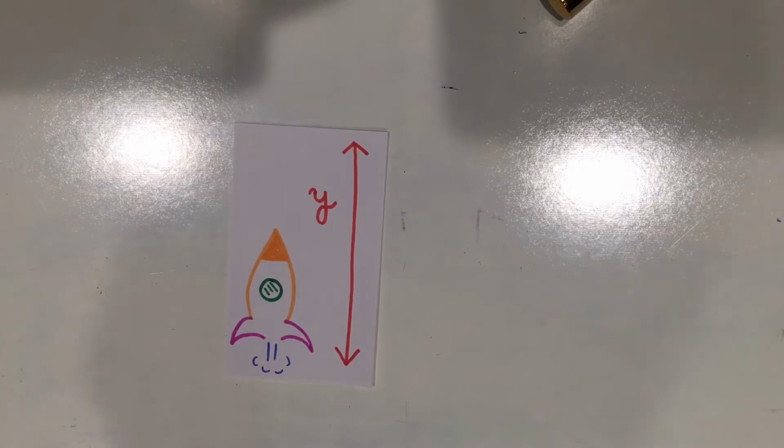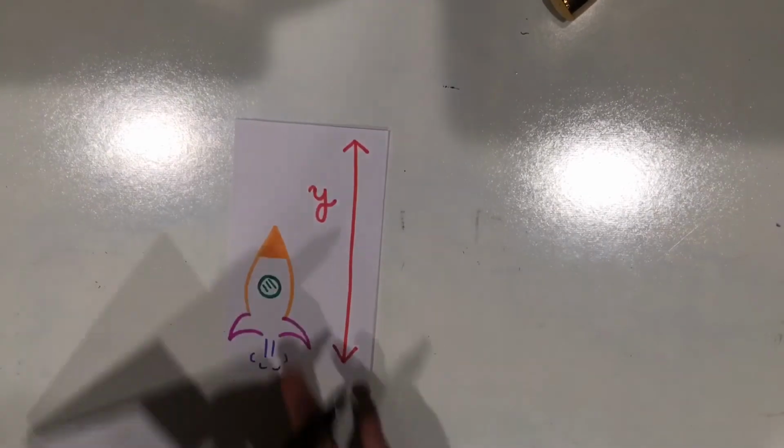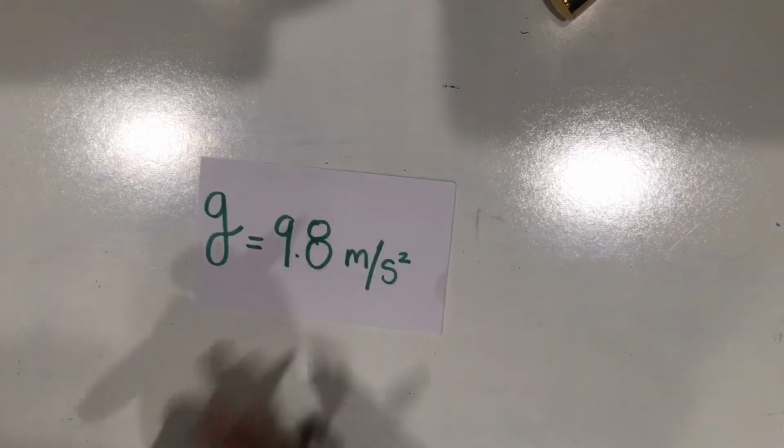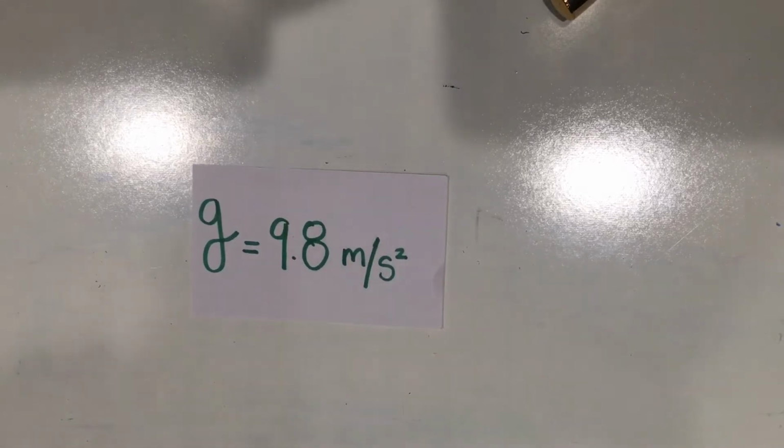But in order to understand this, we must introduce a new unit. So this is gravity's constant, 9.8 meters per second squared, and this will always be used in place of acceleration for kinematic equations when you're going along the y-axis. So this could be throwing a ball up and down, launching a rocket, whatever it may be, we're always using this constant. So keep that in mind.